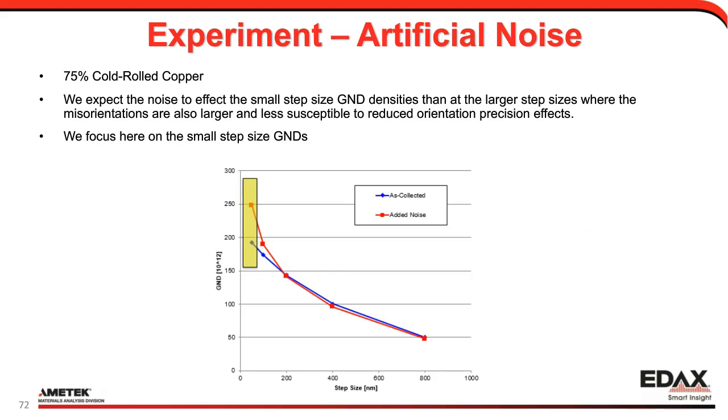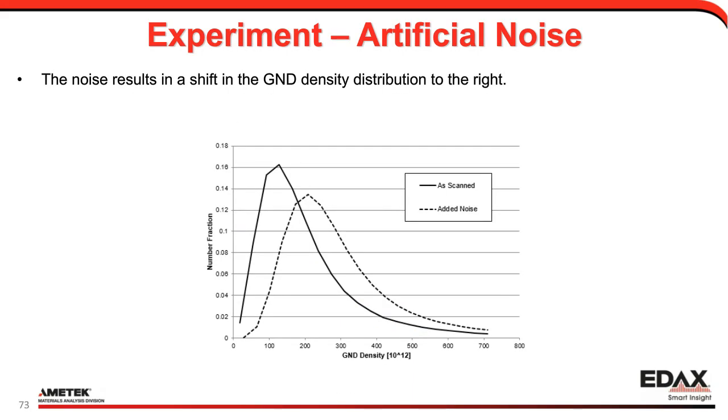So we're going to do an experiment on 75% cold rolled copper. Once again, I'm going to add some noise to this. We're going to focus on the small step size GNDs because those are the ones where noise is going to play the biggest role. So what happens is you add noise. I've added noise to the patterns artificially. It shifts this curve of the GND densities to the right, as you'll see in the dashed line there. And that's because our precision has dropped, and basically it increases the number of small low angle boundaries.